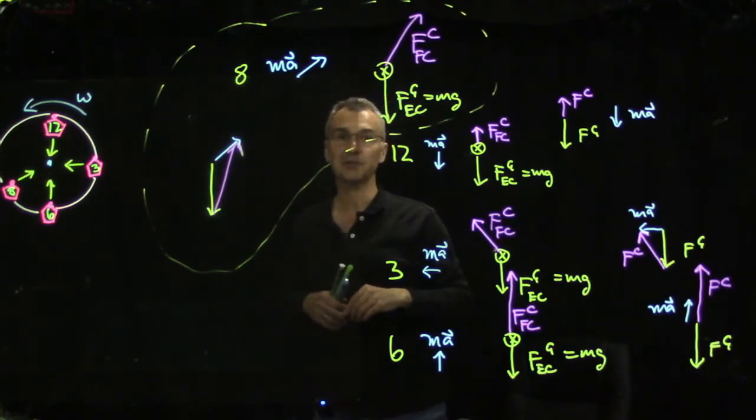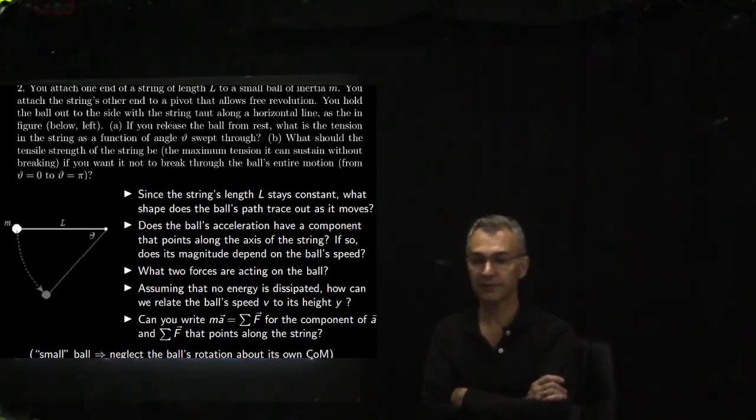I think that's fun. You attach one end of a string of length L to a small ball of mass m. You attach the string's other end to a pivot that allows free revolution. You hold the ball out to the side with the string taut along a horizontal line, as in the figure. If you release the ball from rest, what is the tension in the string as a function of the angle theta swept through?